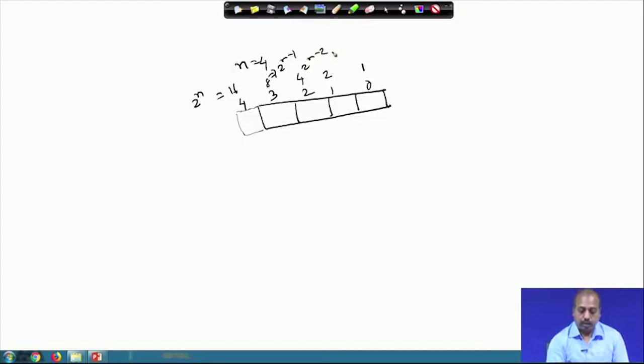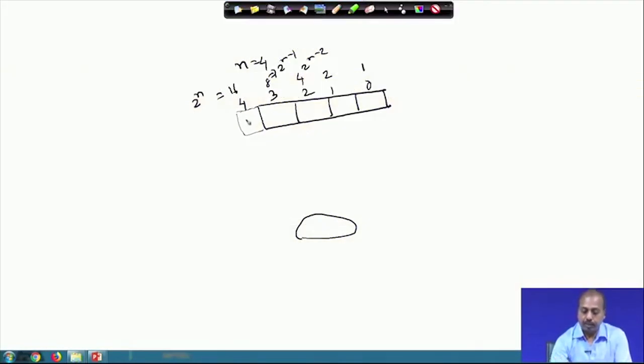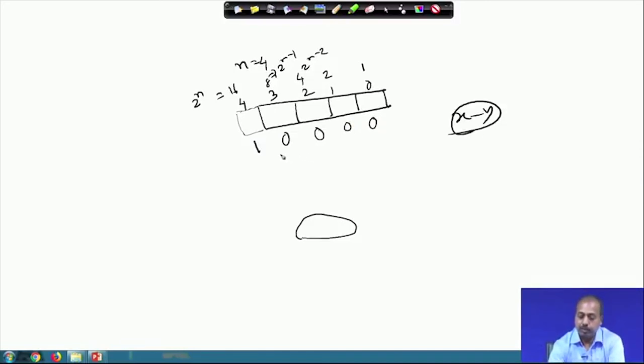Now, the operation that I was doing there is this one: 2 to the power n plus x minus y. So, where is this 2 to the power n going to affect? It is represented by this bit, plus x minus y. If x minus y is a positive quantity, it will be restricted to these 4 bits only. So, it is not going to affect this bit.